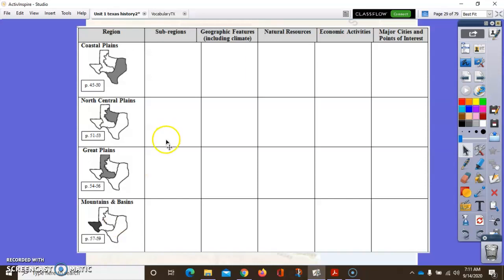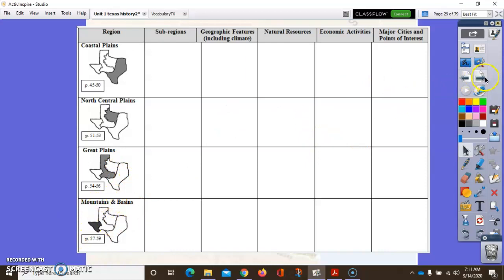So you will have 4 categories for your Google Slides for each of the 4 regions. So for Coastal Plains, you'll tell me the geographic features and climate, the natural resources, the economic activities, and the major cities and points of interest. Then once you've done all of that, you would move on. Now, remember, you are starting with mountains and basins.